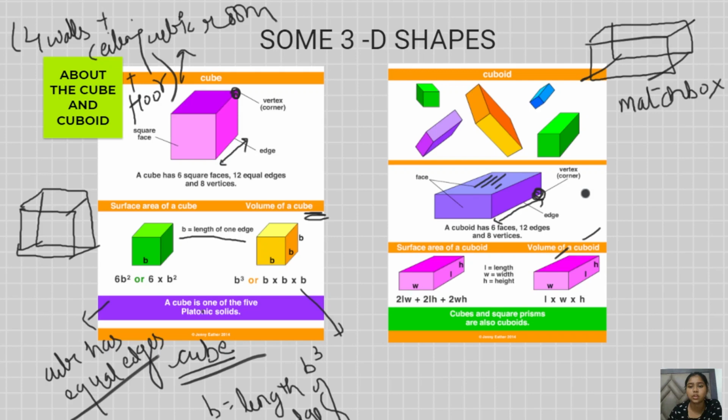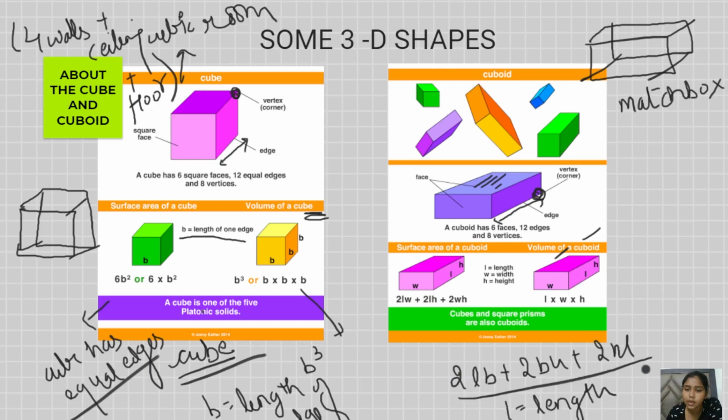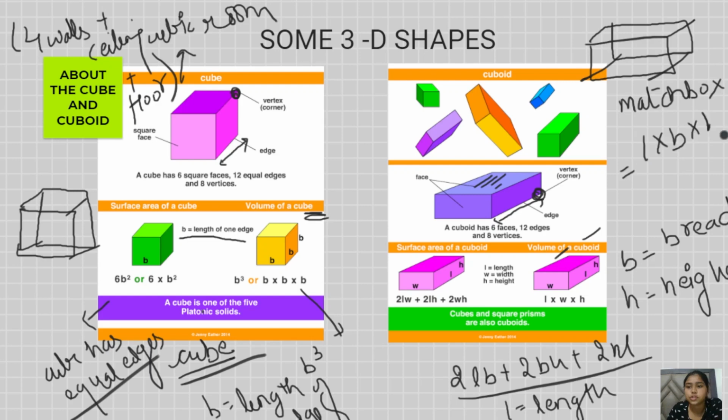So the surface area of the cuboid is 2lb plus 2bh plus 2hl. What does that mean? L is for length, B is for breadth, and H is for height, right? And the volume of the cuboid is L into B into H, that is length into breadth into height, right? This is about the cube and cuboids.